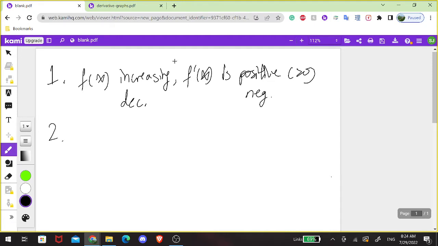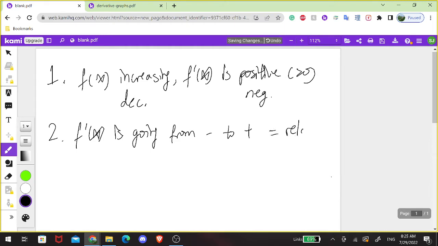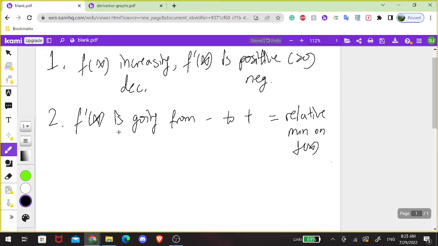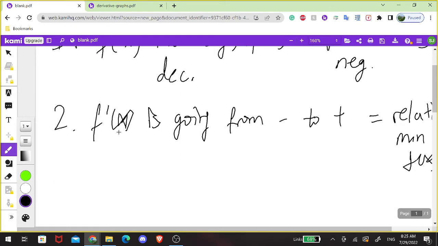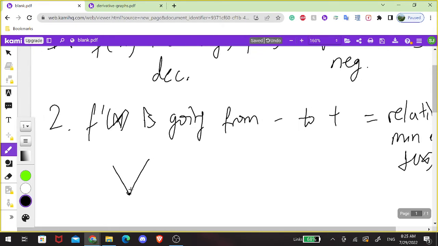Okay, second one. If f prime of x is going from negative to positive, then that is a relative minimum on f of x. So if the slope is going from negative slope to positive slope, then that point will be a relative minimum.